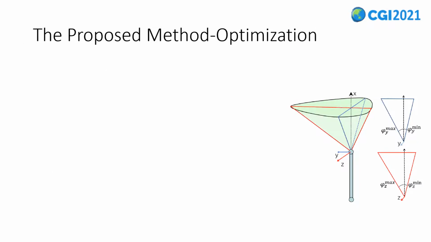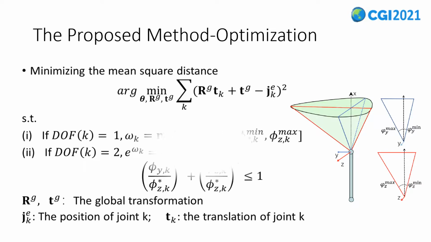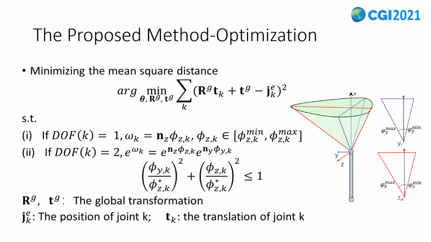Our objective model is shown as below. Given the estimated joint positions denoted as J_E, motion estimation can then be formulated as minimizing the mean square distance between the predicted joint positions and the given ones under hand biomechanical constraints to find the global transformation R_G, T_G and the pose parameters of MANO.